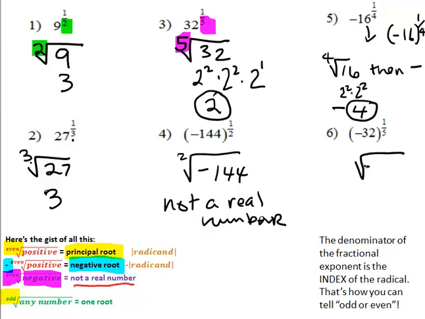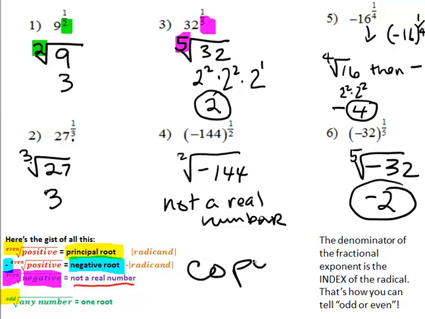Here I have inside is negative 32, outside is the fifth root. Again, it's odd here and any number. So we learned up here that, and I always do this, if I've already done the work once, I'm not going to come back and do it again. Up here I had, what's the fifth root of 32? It was 2. So what's the fifth root of negative 32? It's negative 2. So go ahead and copy, and I'll see you on the next video.